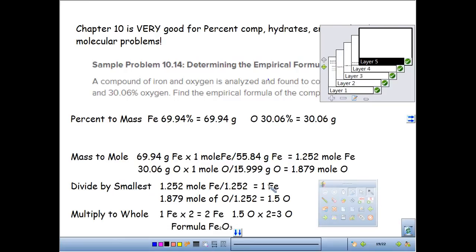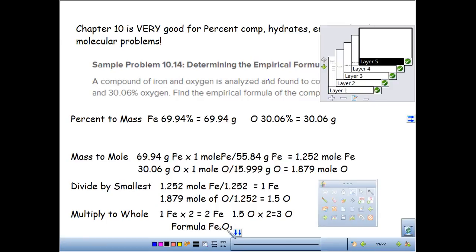If I have 1 to 1.5, I have to ask myself, well, what could I multiply to get a whole number? Well, it's easy, right? 2. So I multiply everything by 2. So now I've got 2 to 3. So this is basically iron(III) oxide, Fe2O3.